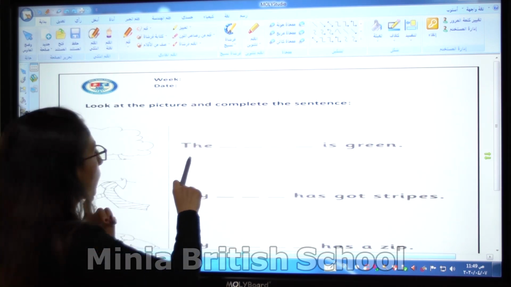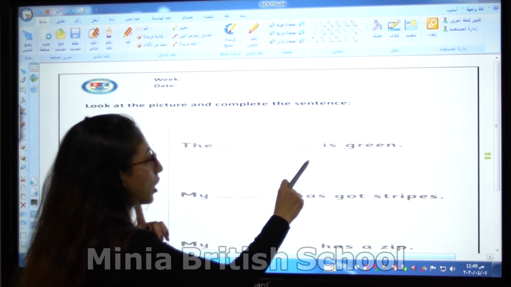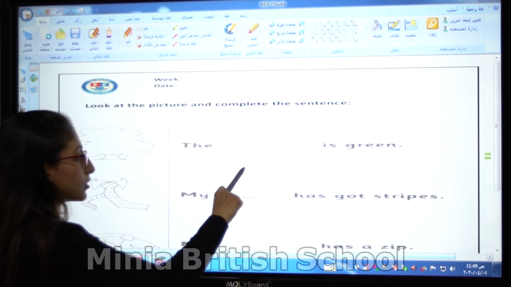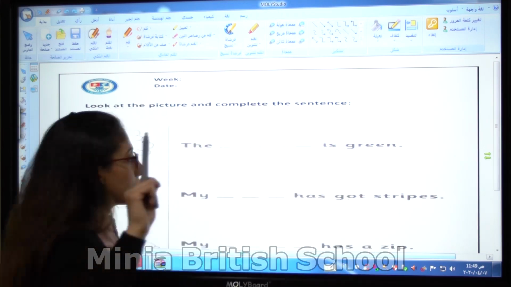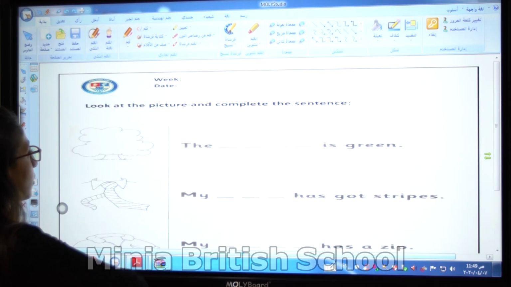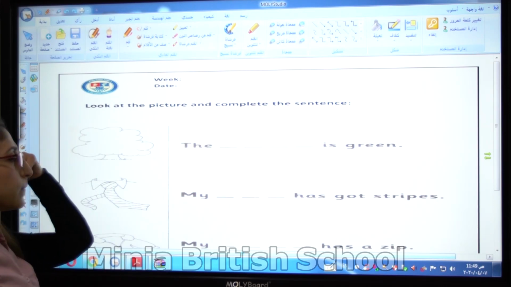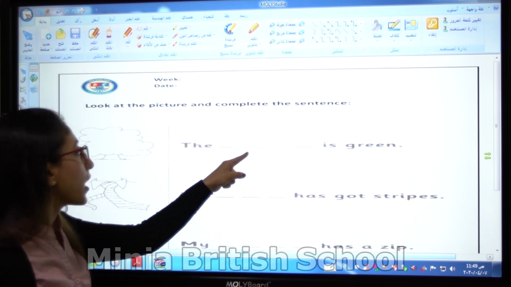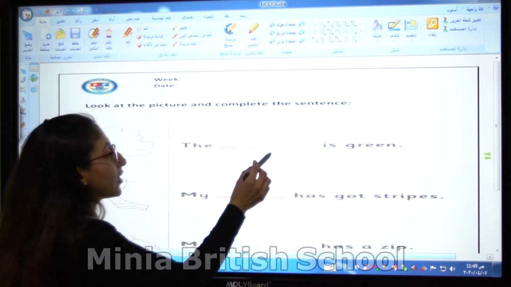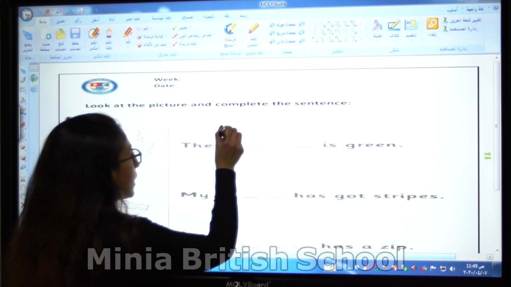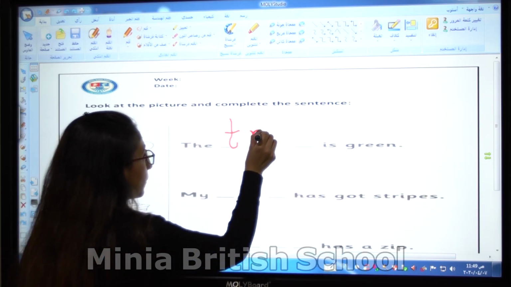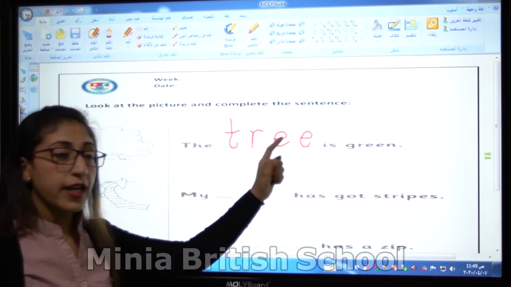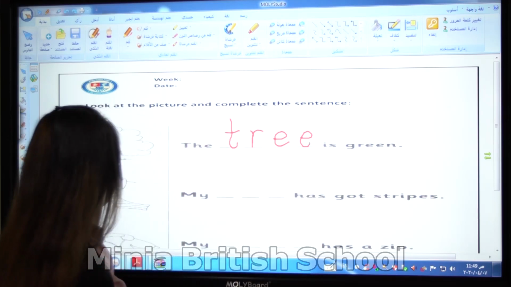Read with me. The dots is green. The dots is green. Firstly, look at this picture. What is this picture? Yes, it's tree. Tree. Yes, I will write here tree. The tree is green. Excellent. Write with me, KG. The tree is green. Okay.